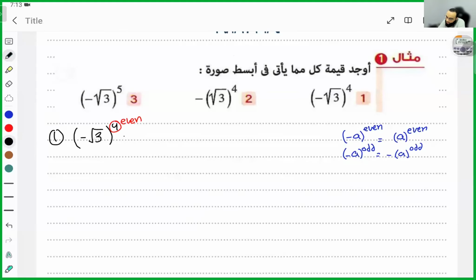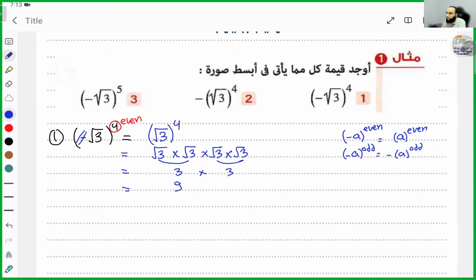So by this even power we can get rid of the negative sign beside the root 3, and I'll write it as root 3 power 4. Root 3 power 4 equals 9. You can do it in many ways. Which way do you want? Equals root 3 times root 3 times root 3 times root 3. Then it's 3 times 3, which is 9.